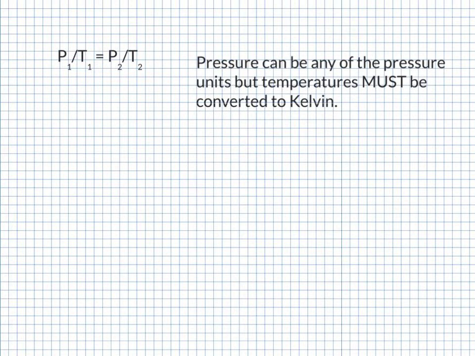So the formula we are going to be working with looks very similar to Charles's law, which should make sense. What you are going to notice is that you still have temperature in the denominator. You still have temperature in the denominator in both of these laws, and that's important to remember because you can always remember temperature is in the denominator, period.